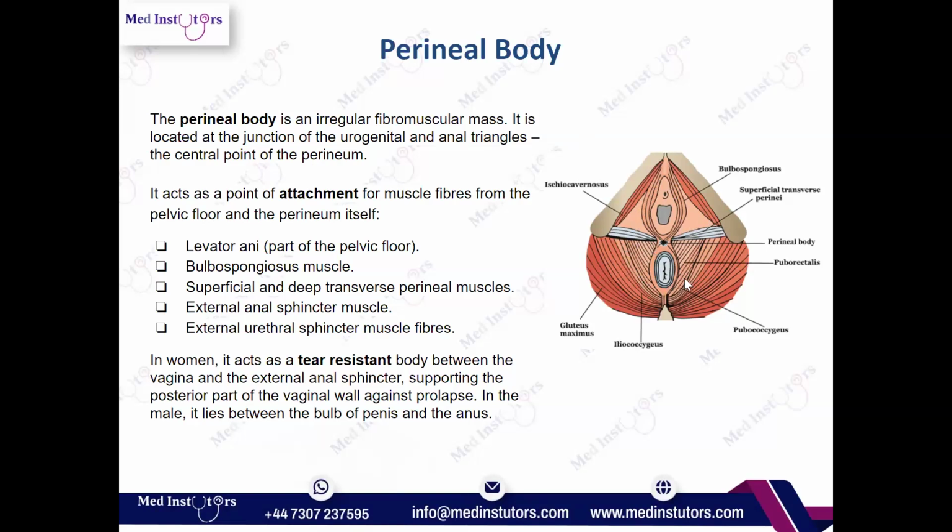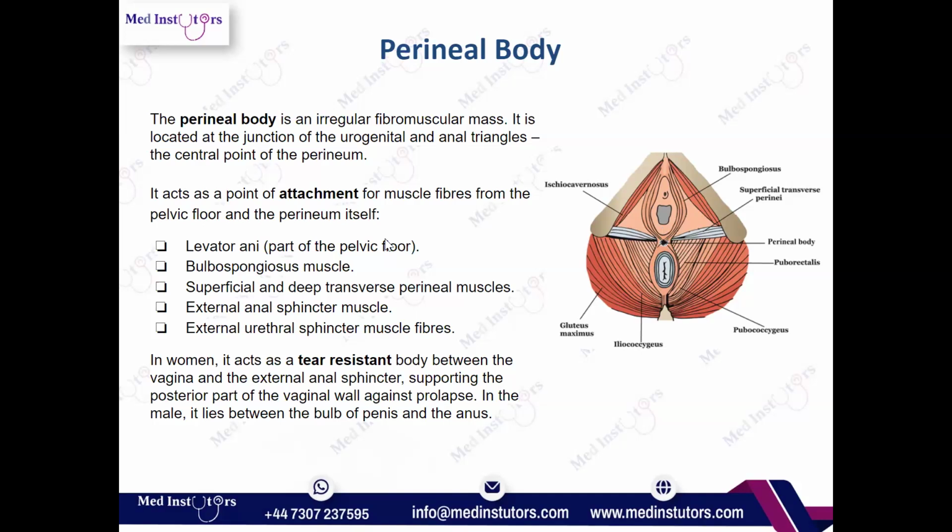The posterior or dorsal one is known as the anal triangle, because it holds the anal canal and rectum. That's it. This is a very simplified overview of the perineum. Here you can see, at the junction of the urogenital and anal triangle, we have the perineal body, which is a fibromuscular mass. Why has nature designed a fibromuscular mass at this very location? Because it acts as an attachment for muscle fibers from the pelvic floor and the perineum itself.